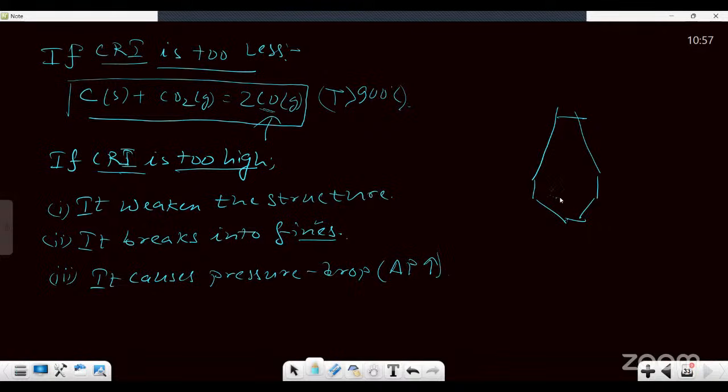As the coke is breaking into fines, suppose these are the coke fines, the coke broken into fines like this. Now, the permeability of the material has decreased. So, as the permeability has decreased, many of the reducing gases will not be able to go up through the pores because now they are fines. So ultimately, there is more pressure here, because more reducing gases are at the lower part of the blast furnace, and there is less pressure here, because these gases cannot pass easily. So your pressure drop, delta P, will increase. That is why they say it causes pressure drop.